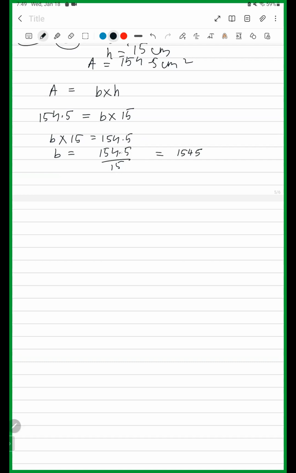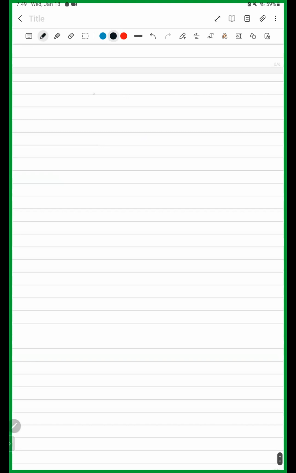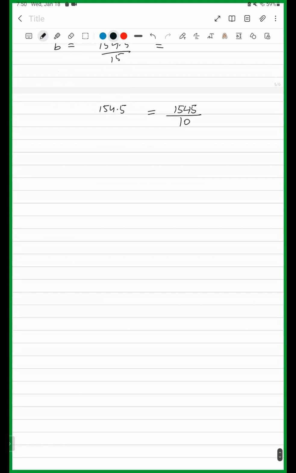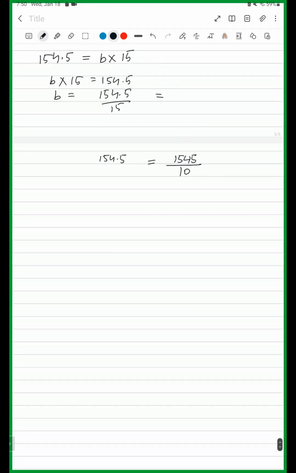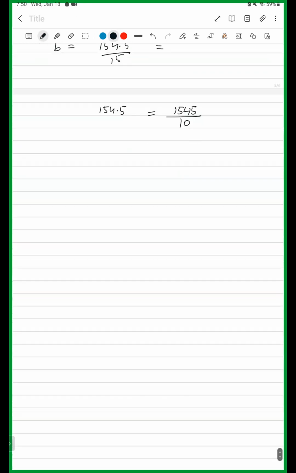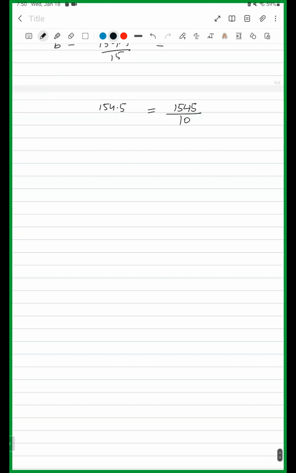1545. Okay. We moved the decimal place one place to the right. And then you have to write 150, 15 multiplied by 10. So what you are doing here is, let's say you have something like 154.5. This can be written as 1545 divided by 10. Why do we have to divide by 10? Because it will make it easier for us to do the division. Because there's one number after the decimal point. Yeah, one decimal place or one digit after the decimal point.